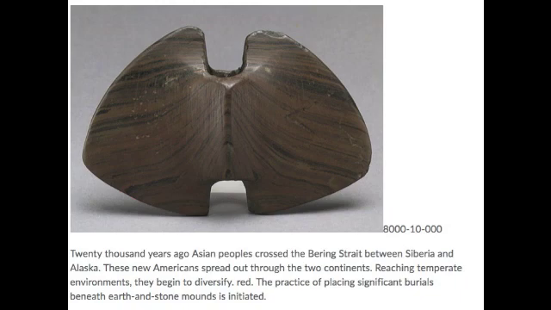Hey, here's one. There's a year on it. It says 8,000 to 10,000. That's actually before 10,000 BCE, it's not after. Anyway, there's some text that says 20,000 years ago, Asian peoples crossed the Bering Strait between Siberia and Alaska, and it tells us some more about that.